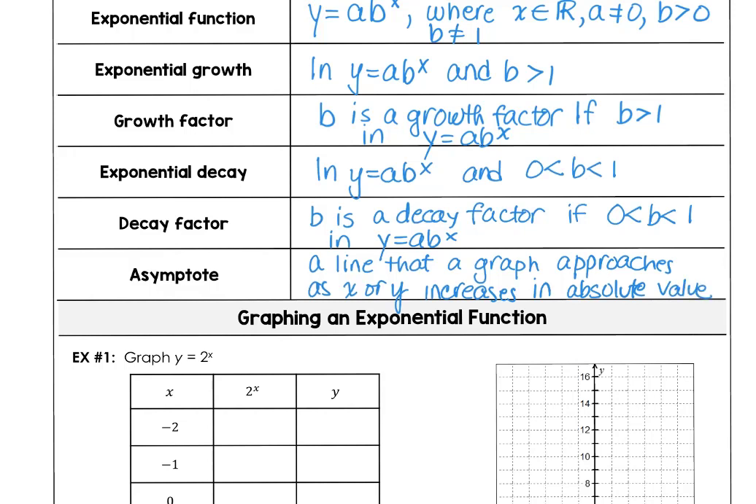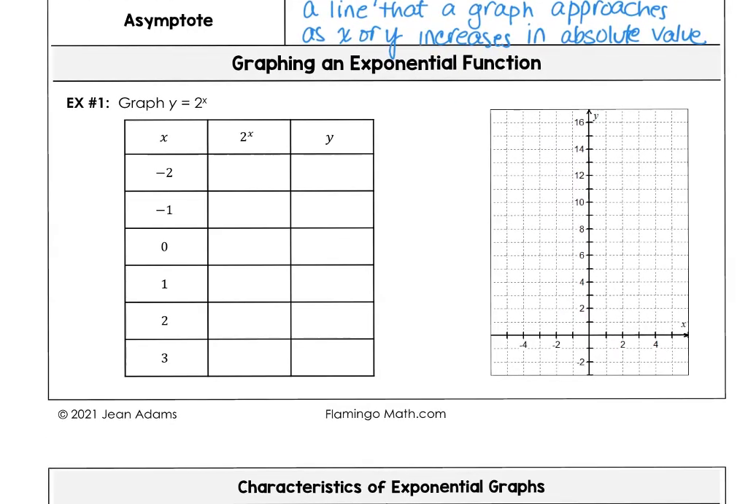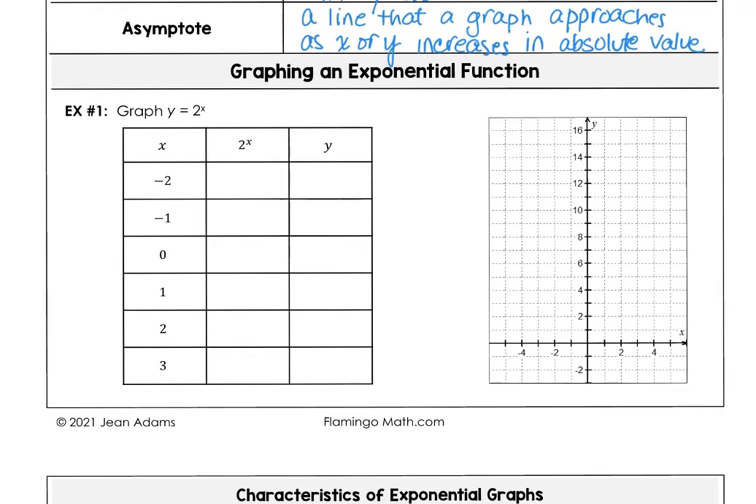So let's look at example 1. We want to graph y equals 2 to the x power. And we have a table here where we can evaluate that 2 to the negative 2 power is 1 over 2 to the positive 2, which is 1/4. 2 to the negative 1 power is 1 over positive 2. 2 to the 0 by definition is 1. 2 to the first power is 2. 2 squared is 4. And 2 cubed is 8.